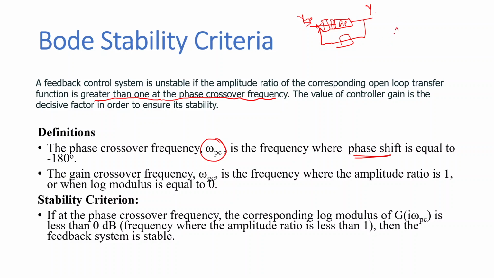If a transfer function is denoted by a plus ib, then we write the phase lag as tan inverse of minus b by a. If there are multiple blocks, we simply add up those phase angles to get the total phase shift, and that should be equal to minus pi, that is, minus 180 degrees. Similarly, the gain crossover frequency is the frequency at which the amplitude ratio is 1. So at the phase crossover frequency, the phase shift is minus 180 degrees, and at the gain crossover frequency, the amplitude ratio is 1. And as discussed, the stability criterion is that at the critical frequency, the amplitude ratio should be less than 1.